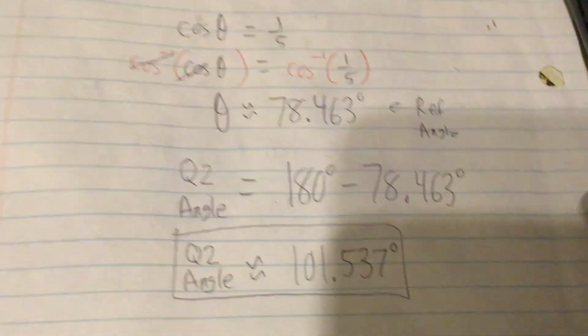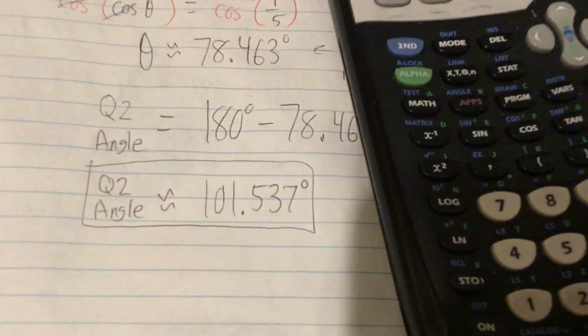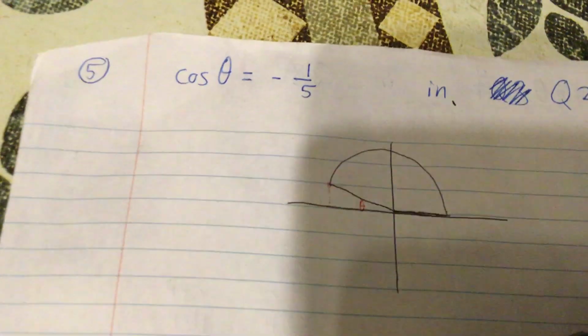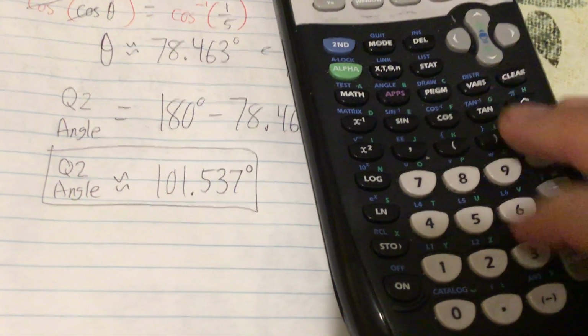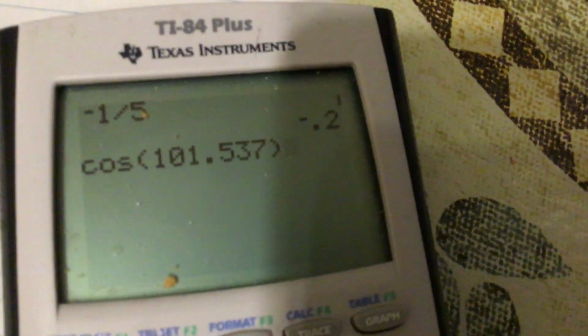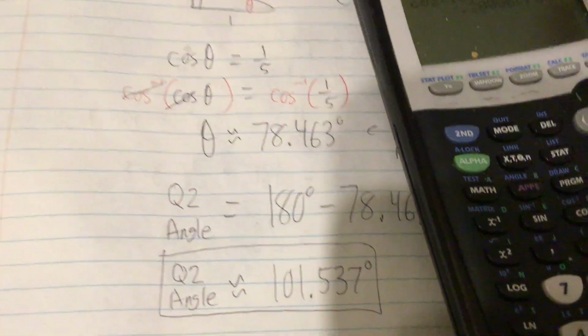And if you want to check your work, you can check your work by saying -1/5 is -0.2. And I'm going to check my work by taking the cosine of 101.537 degrees. Look at that. Pretty darn close. And that's why the diagrams look like they do.